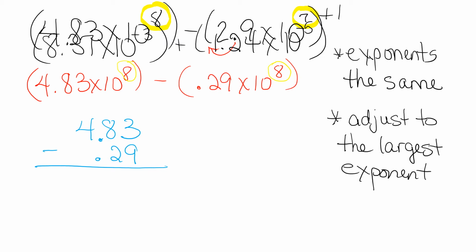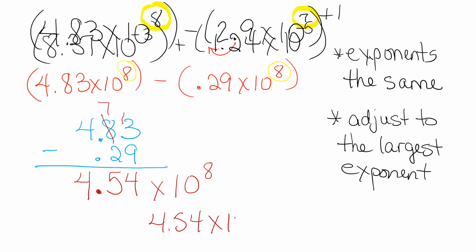Now on this problem, you cannot subtract 9 from 3, so I am going to have to borrow, making this 13. I'm going to make the 8 a 7, because I borrowed 10 from the 8. 13 minus 9 is 4. 7 minus 2 is 5. Bring down your decimal. 4 minus 0 is 4. And then my exponential part is times 10 to the power of 8. So that is your final answer, 4.54 times 10 to the power of 8.